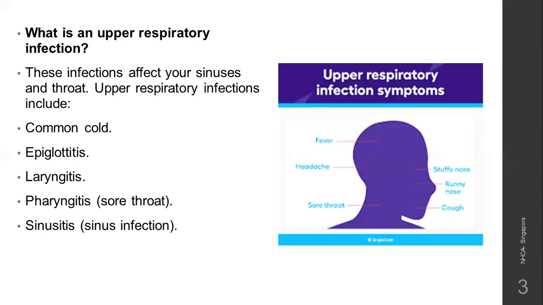Epiglottitis, your epiglottis is just above the larynx. Okay. Epiglottis is a triangular structure that closes your trachea while you are swallowing something. So when you're drinking water or swallowing food, it closes your trachea so that the food or water does not go into the trachea and cause aspiration. Okay. So if that gets inflamed, it is called epiglottitis. Then you have laryngitis, pharyngitis is sore throat, sinusitis is sinus infection. Sinus will get filled with fluid instead of being filled with air. Okay.